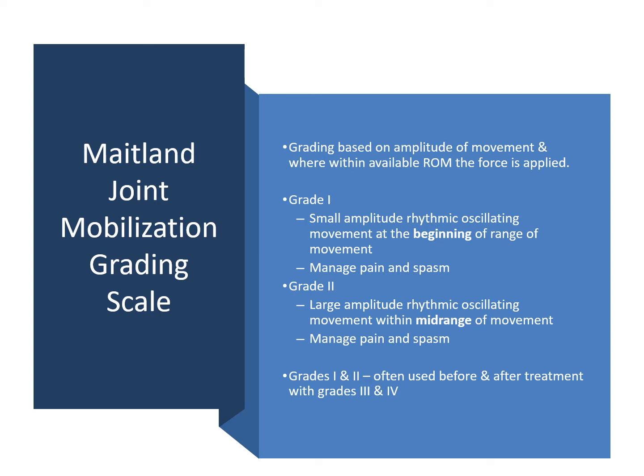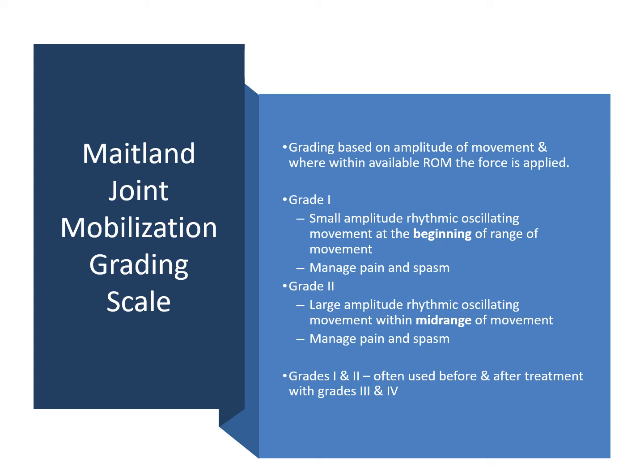So a small amplitude rhythmic oscillating movement at the beginning of range of motion is grade 1. Every term is important. If we ask what is grade 1, you cannot just say small amplitude. You have to complete the sentence: small amplitude, rhythmic oscillating, at the beginning of the range of motion. So these are 3 points you have to remember. Grade 1 helps in reducing pain and spasm.